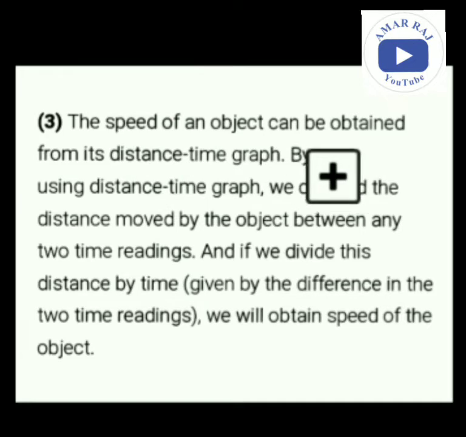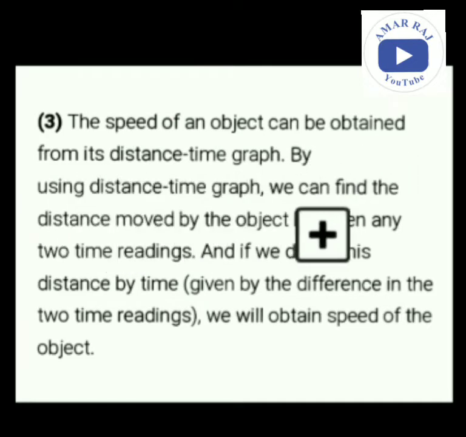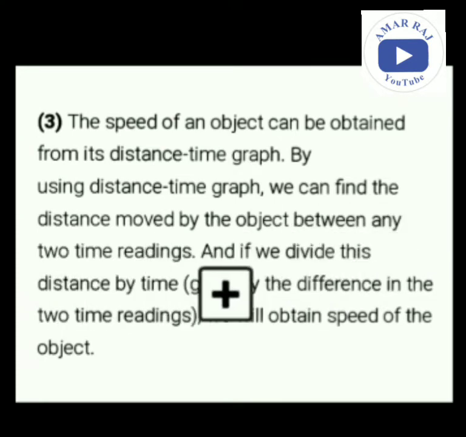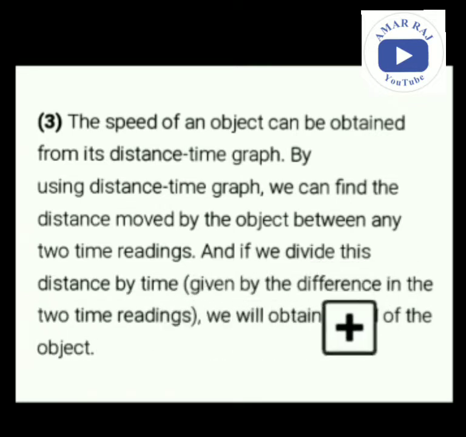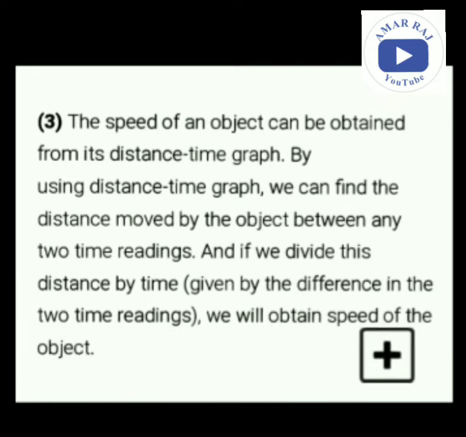The speed of an object can be obtained from its distance time graph. By using distance time graph we can find the distance moved by the object between any two time intervals or time readings, and if we divide this distance by time given by the difference in two readings, we will obtain speed of the object. So simply with the help of graph, by dividing the distance covered by the time taken, we can get the speed of motion between any time intervals.